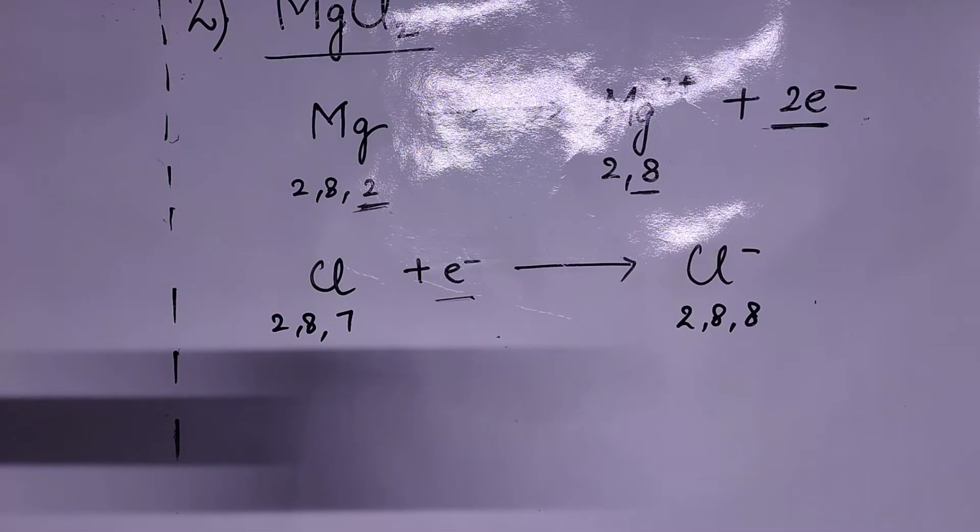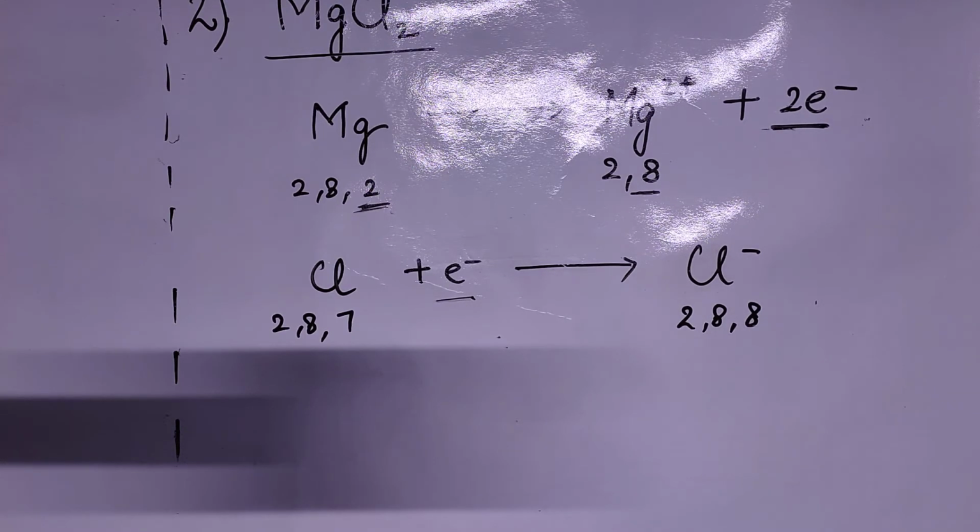Welcome everyone. So last time we discussed the formation of sodium chloride. Today we will discuss the formation of magnesium chloride. Now magnesium chloride is also an ionic compound, so its formation will take place by transfer of electrons. So the basic concepts will be similar to those we discussed for sodium chloride.